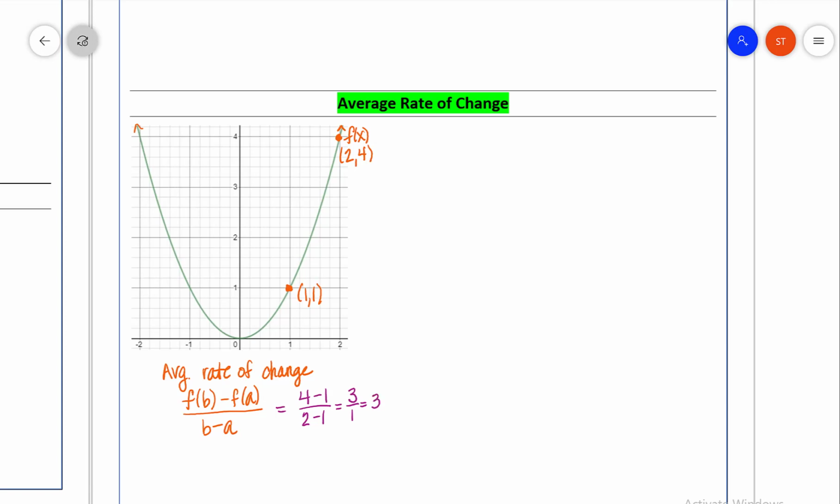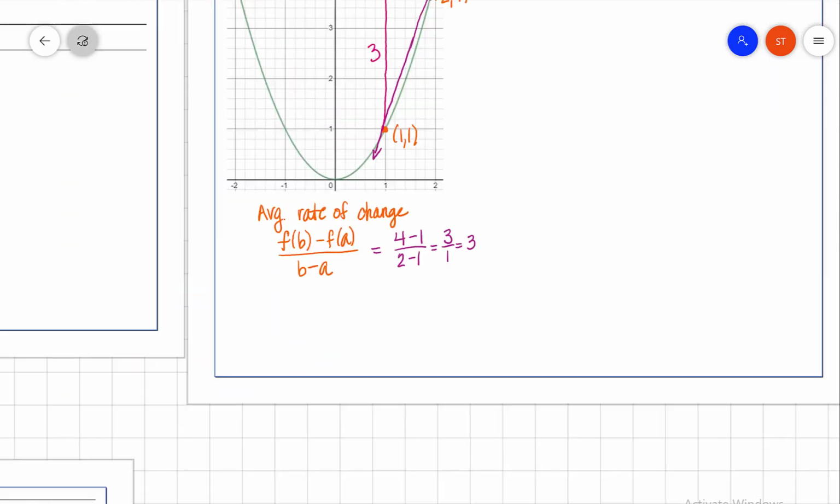So if I draw a line through these 2 points, then we can see that the slope of that line is 3. If you wanted to see that on the graph, remember how the slope is rise over run, going straight up and then straight across. You can see that we're rising 3 units and running 1 unit. This is average rate of change. So the average rate of change is when you find the slope. And this leads to the derivative.